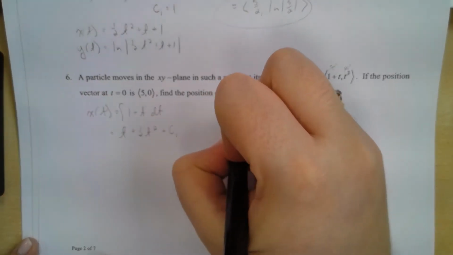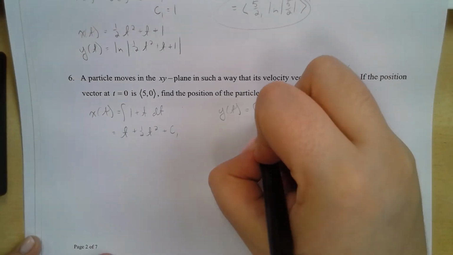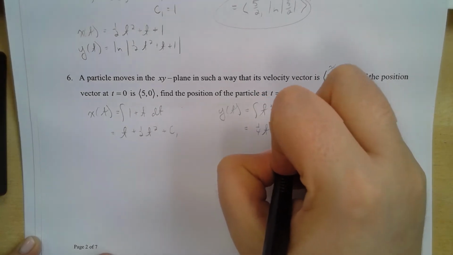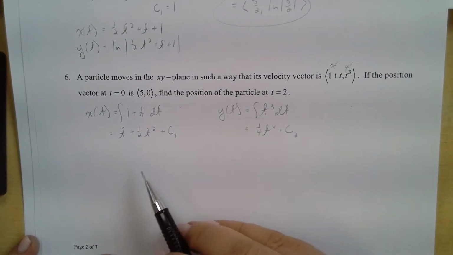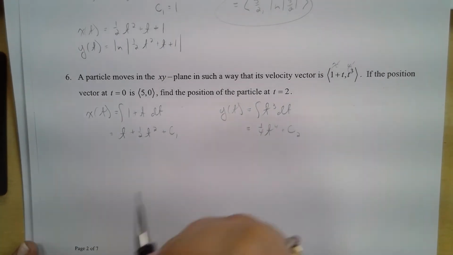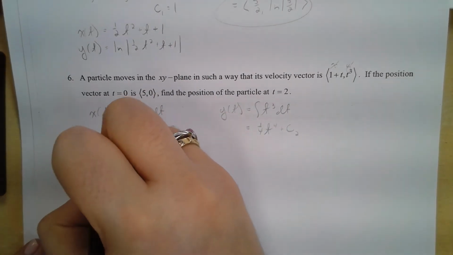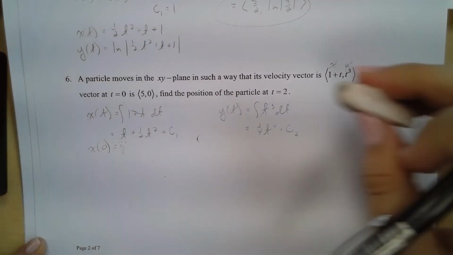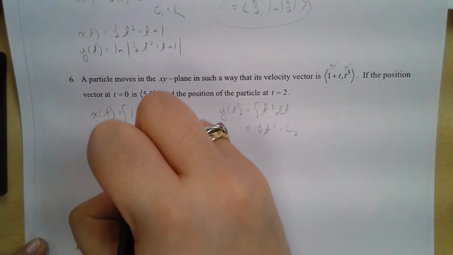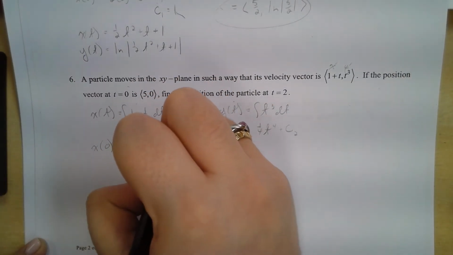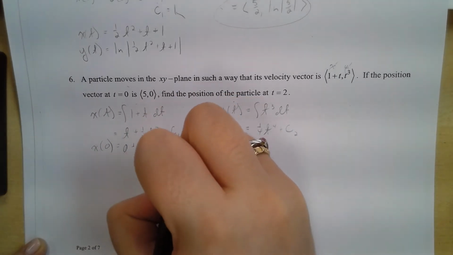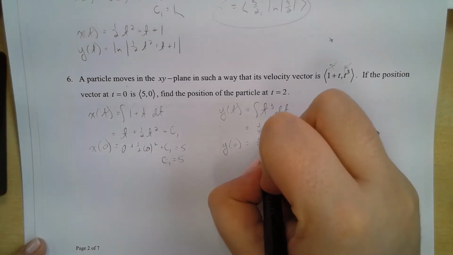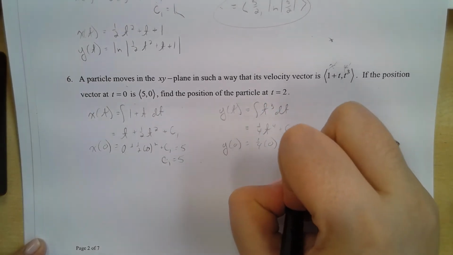Likewise, y of t is equal to the integral of t cubed dt, which equals 1/4 t to the 4th plus c sub 2. This is a good example of why I'm using c sub 1 and c sub 2. So I know that x of 0 is going to be equal to 5, right? So I have 0 plus 1/2 times 0 squared plus c sub 1 equals 5. So c sub 1 equals 5. And then here I know that y of 0 is going to be 1/4 times 0 plus c sub 2 equals 0. So c sub 2 equals 0.